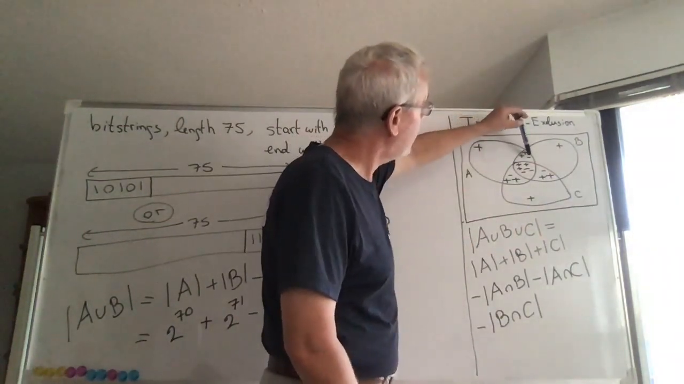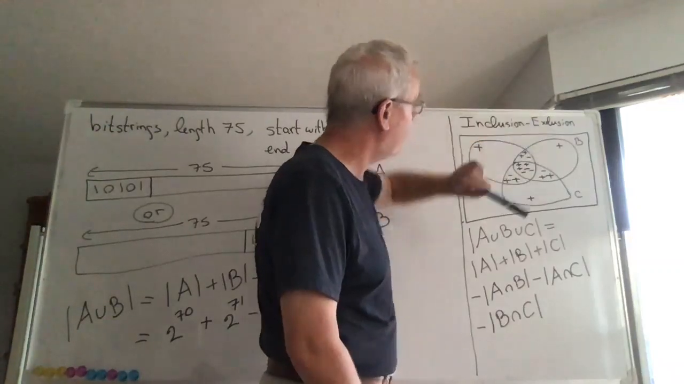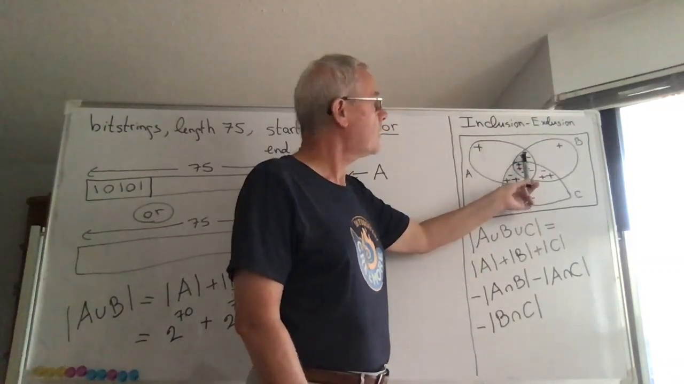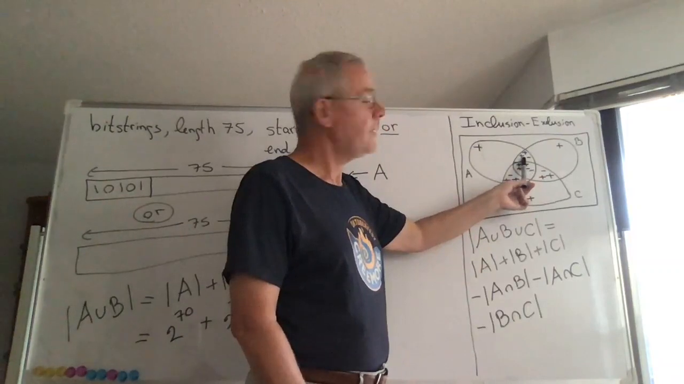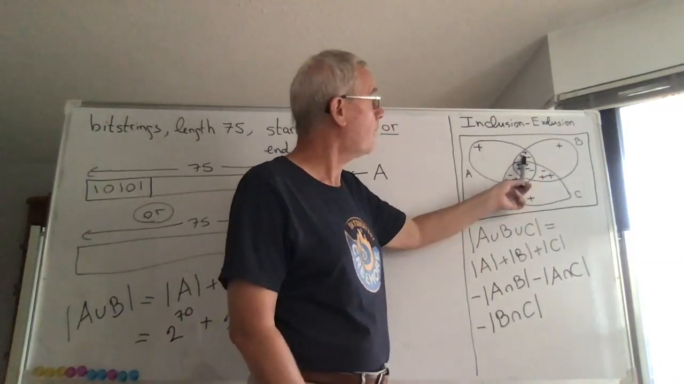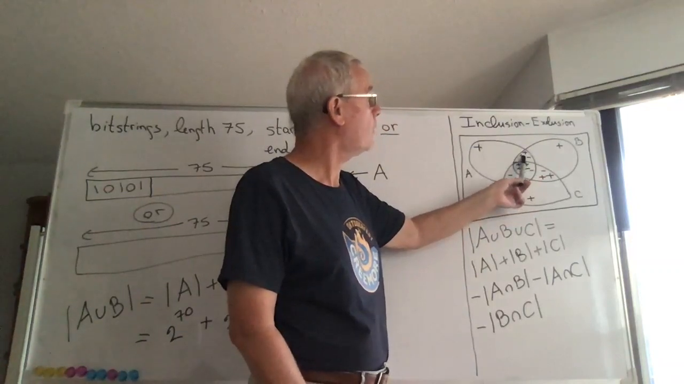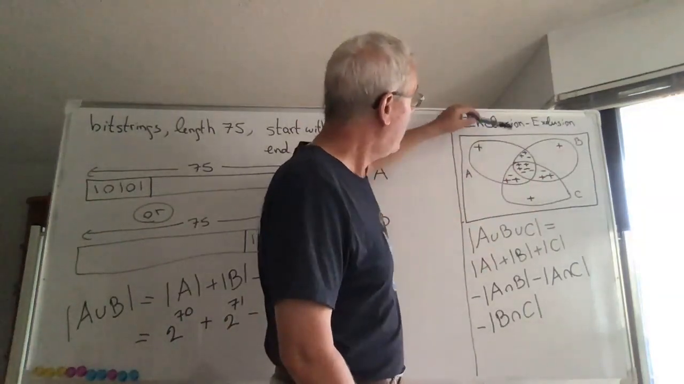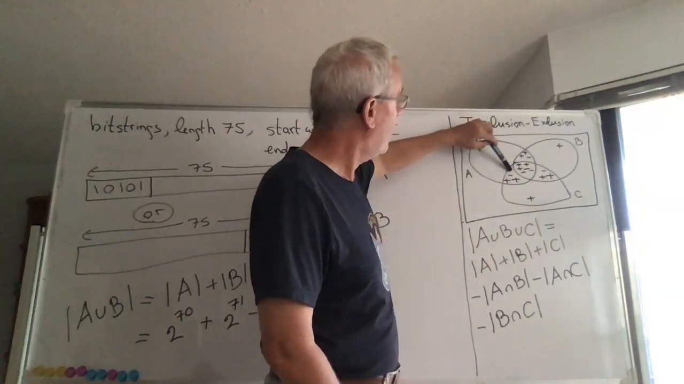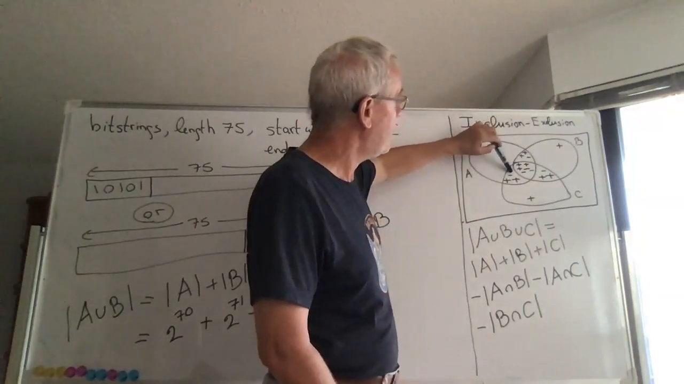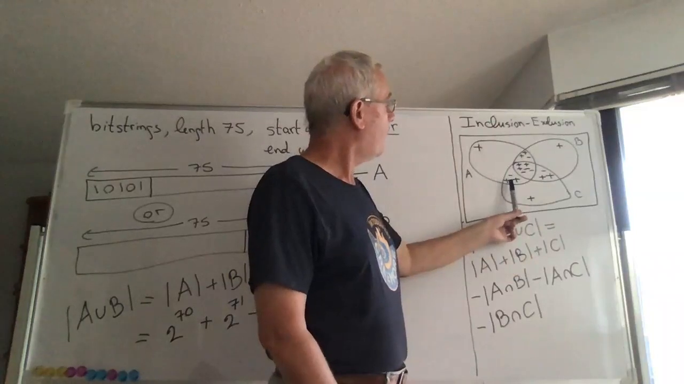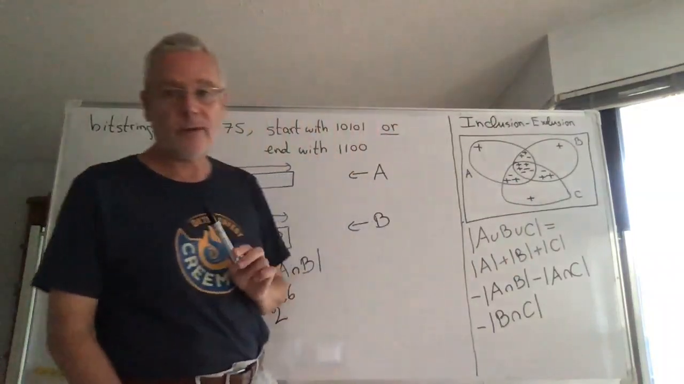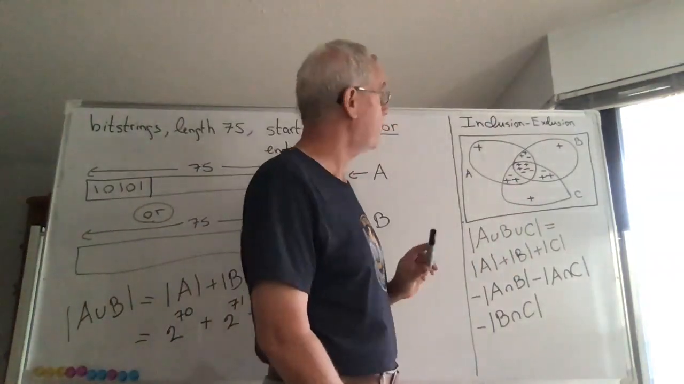If we look at elements in this part of the diagram, so these are elements that are in A and in B, but not in C. They have been counted twice with a plus sign and once with a minus sign. So that means overall we have counted elements here exactly once. So this is good. This is what we're aiming for. If we look at elements here, so they are in A and in C, but not in B. They have been counted twice with a plus sign and once with a minus sign. So that means overall they have been counted exactly once. This is also perfect.